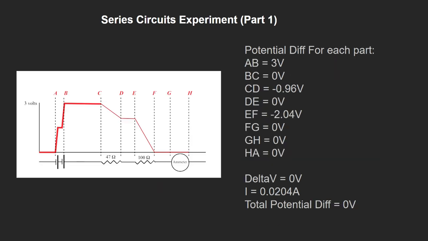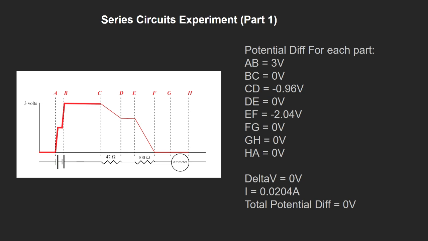Now, for the potential difference for each part of the circuit, on the graph here it was given from A to C. Then I drew down the potential difference from C to D, E, F, and G. AB has 3 volts, and then we get to 0. CD is negative 0.96 volts. EF is negative 2.04 volts, and the rest are 0 volts potential difference. This means the delta V of the entire circuit is going to be 0 volts.